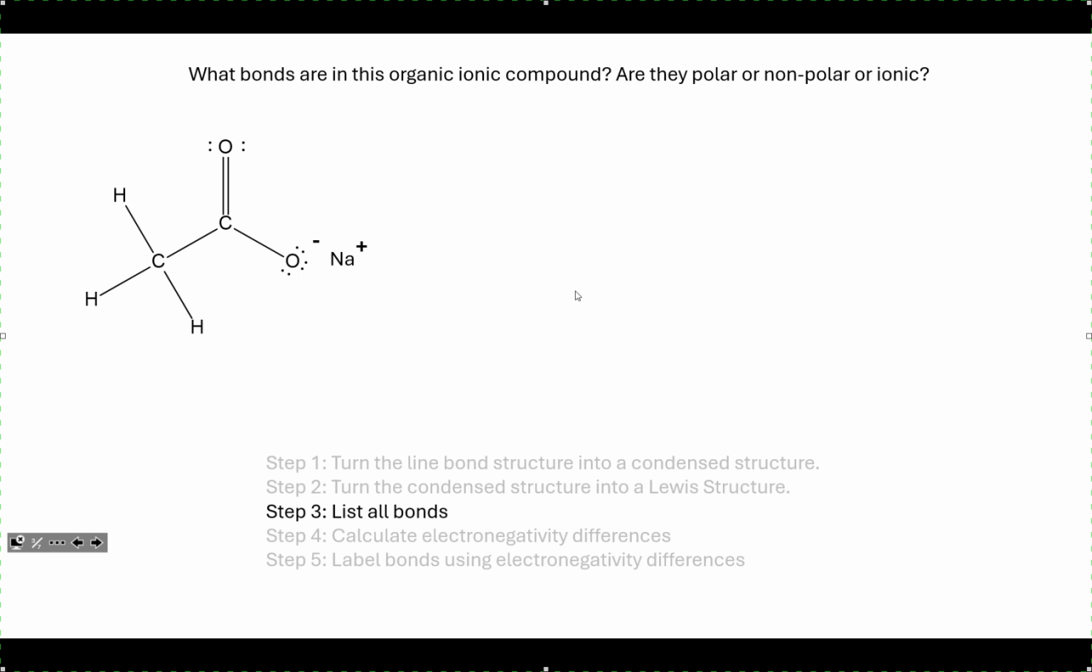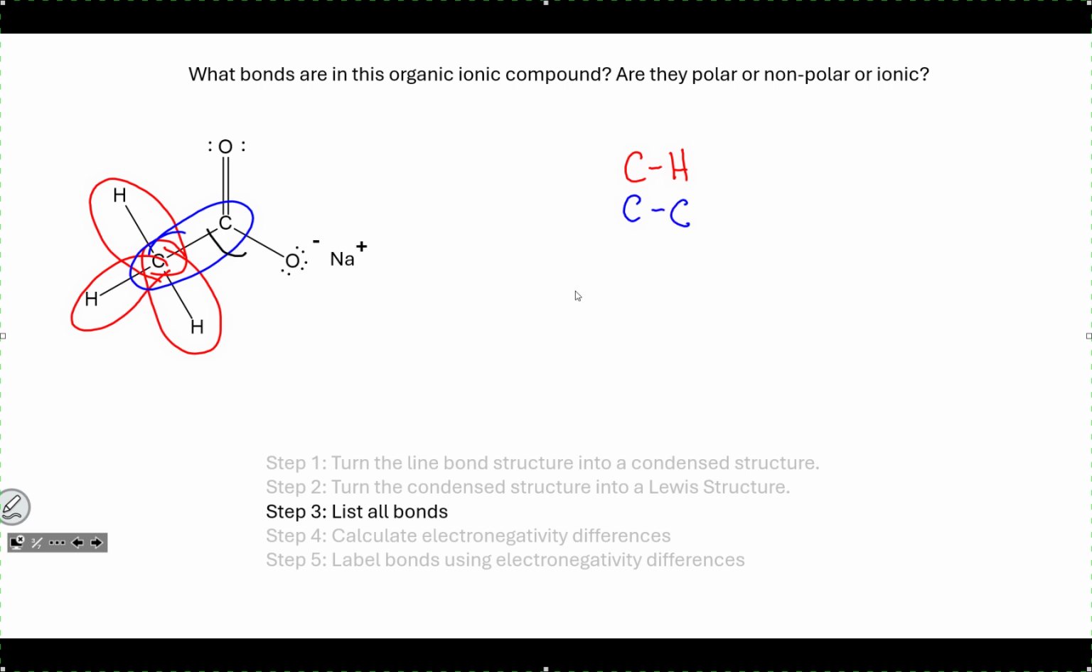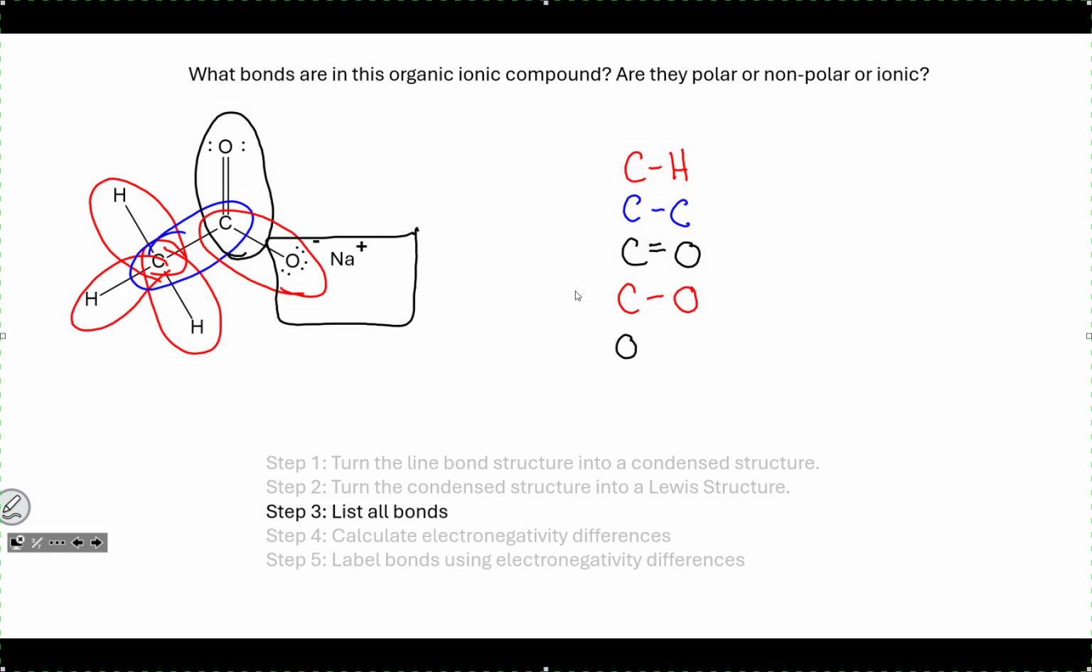Next step is just to list all bonds. And here we have 3 carbon to hydrogen bonds. I'm only going to list them once because they're the same. We're going to list unique bonds only. Then here I have a carbon to carbon. Here I have a carbon double bonded to oxygen. Here I have a carbon bonded to oxygen. And last but not least is this ionic bond, an O- to Na+.